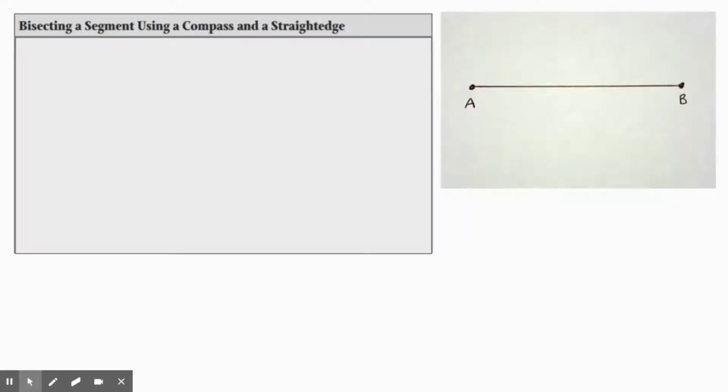So I have a line segment AB drawn here, and if you don't already have a line segment that you can bisect, go ahead and draw one. But it has to have endpoints. It can't be a line. It has to be a line segment in order for us to find that midpoint.